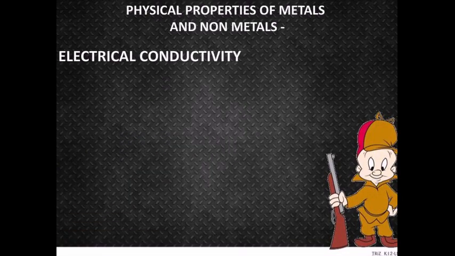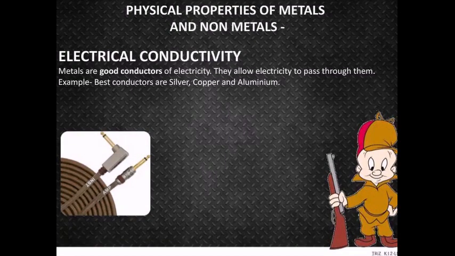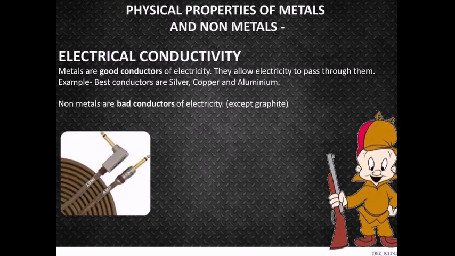Electrical conductivity. Metals are good conductors of electricity. They allow electricity to pass through them. Example, best conductors are silver, copper, and aluminium.